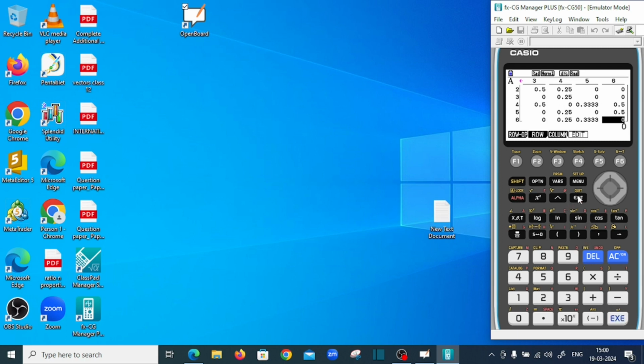What we have to do is exit from this, then find its power 4. Shift matrix, my matrix was A, so I write A raised to power 4, and execute. So this is A raised to power 4. I have to find the probability that it will be again in room A. The first column was room A, the first row was also A. So this is the probability. What's the probability? 0.2222.